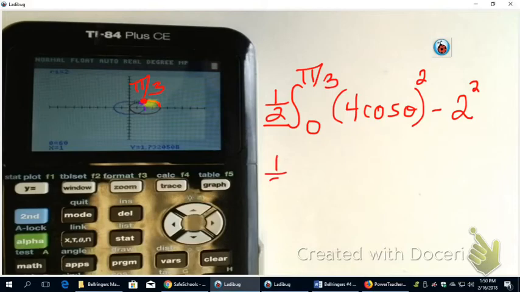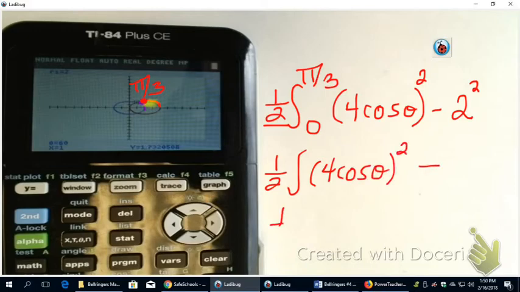This is the same as saying 1/2 the integral of one of them minus 1/2 the integral of the other. And you can put them together as long as the two angles are the same. It won't always be, but it was here.